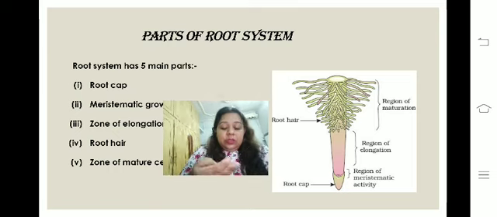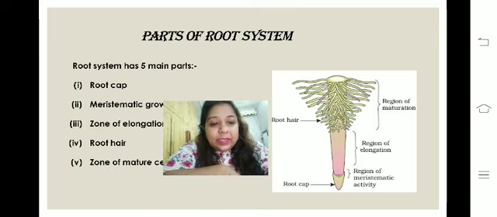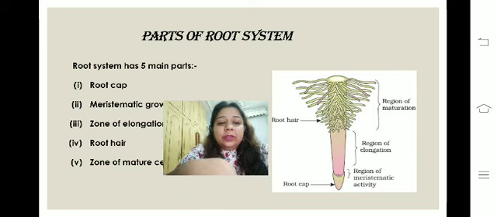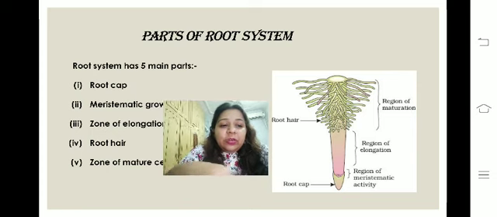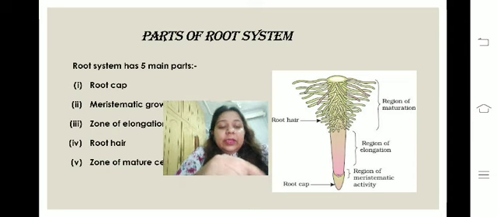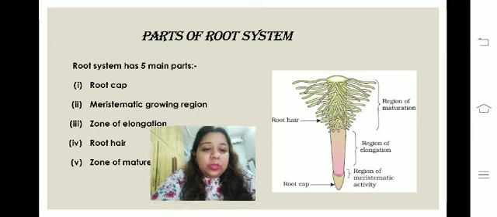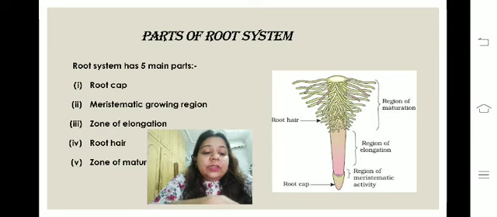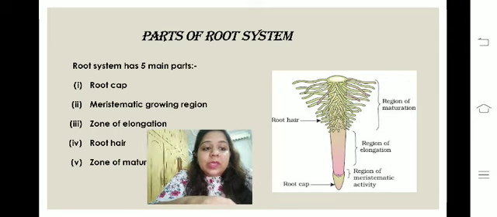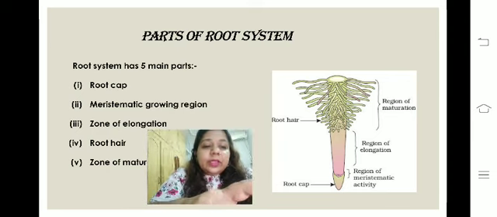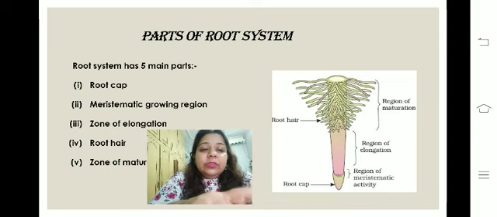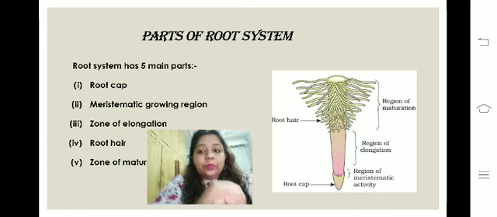That is the last region, which is deeply packed inside the soil. This is the first part which goes deep inside the soil. It is a cone type or cap-like structure. Then comes the second region, the meristematic growth region, where meristematic activity takes place. The third part you can see here in the picture is the region of elongation, or the zone of elongation.